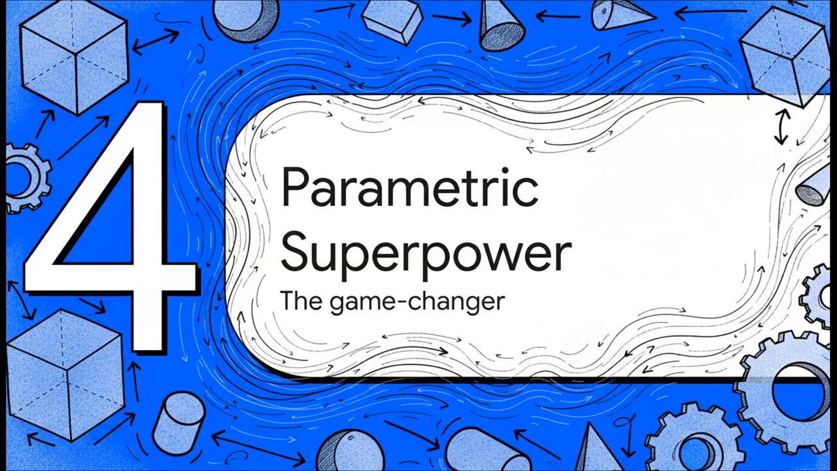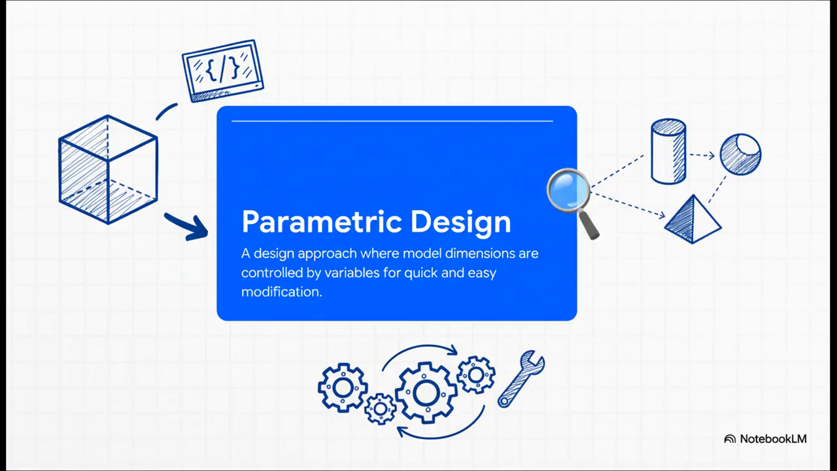Okay, now we get to the good stuff, the real game changer. This is the feature that changes everything and makes OpenSCAD so incredibly powerful. I'm talking about its parametric superpower. So, parametric design. What does that actually mean?